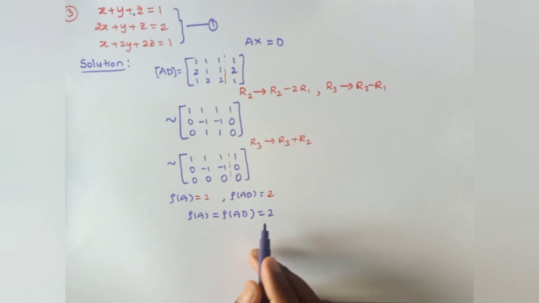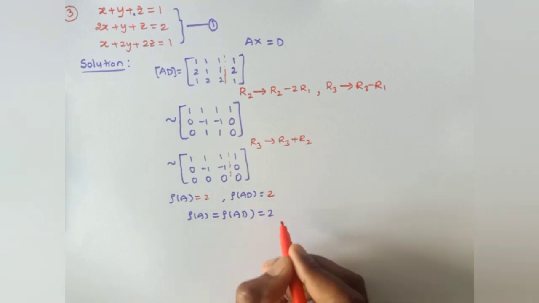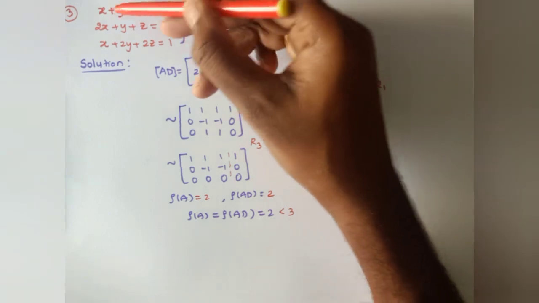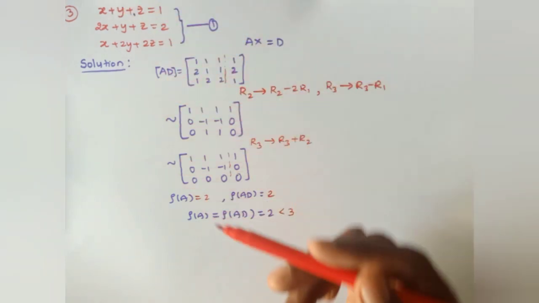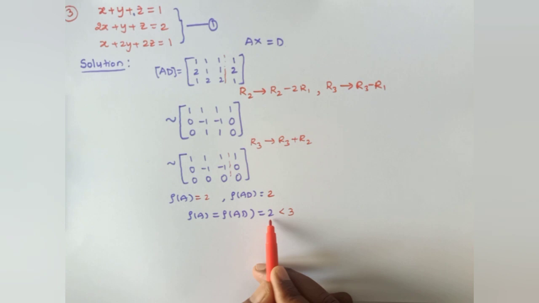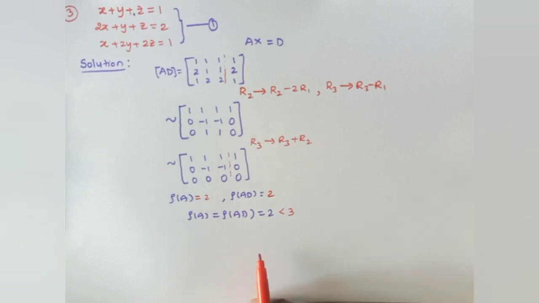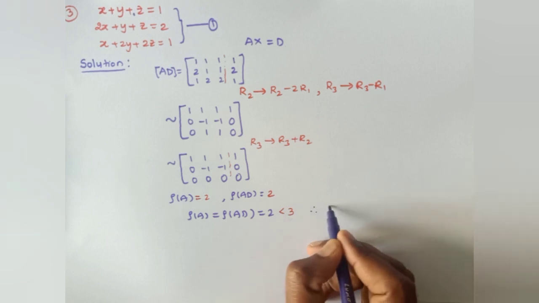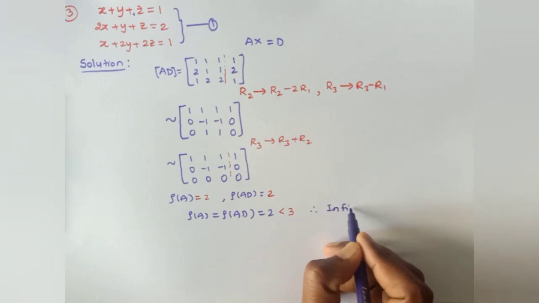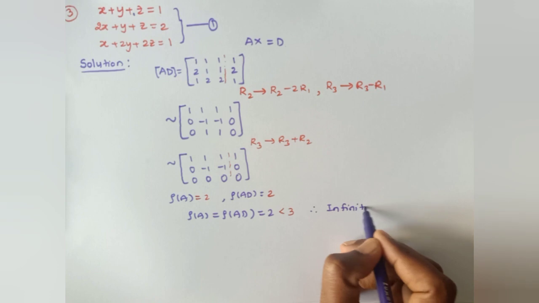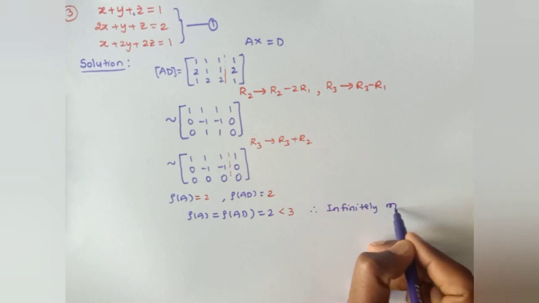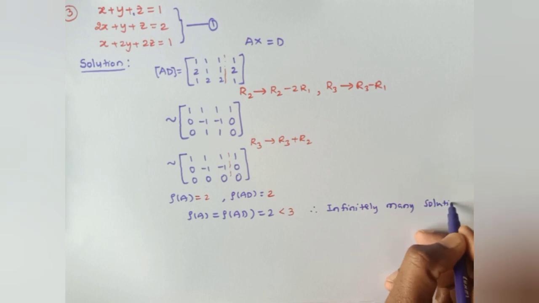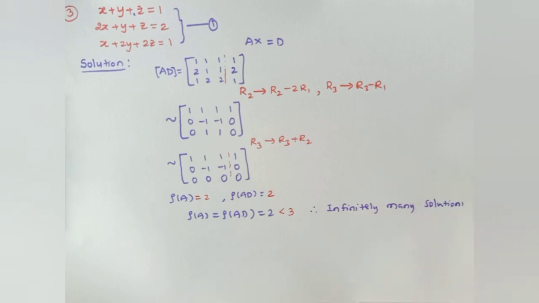So consistent, but this is less than 3, since the number of variables present in the given system is 3, but the rank we got is 2, so it is less than 3. So therefore the system has infinitely many solutions. Now you need to find all those solutions.